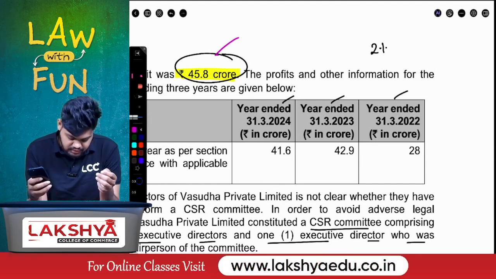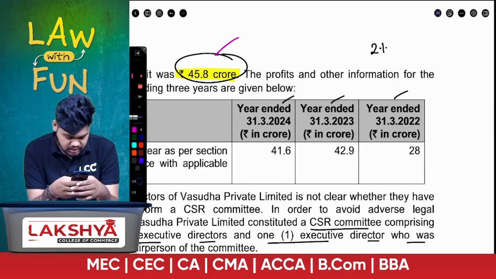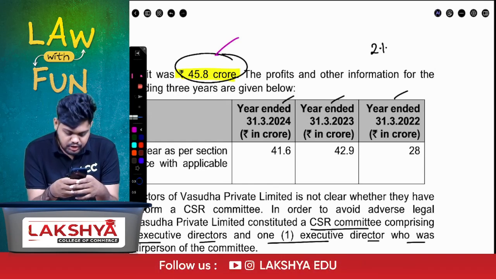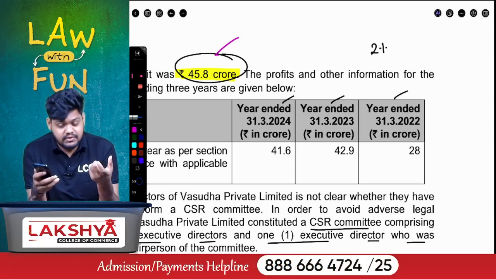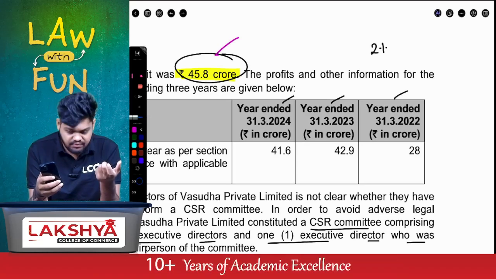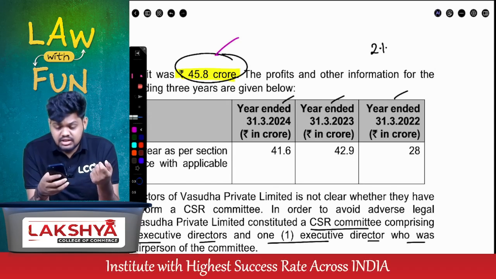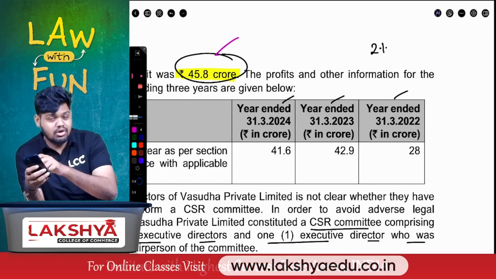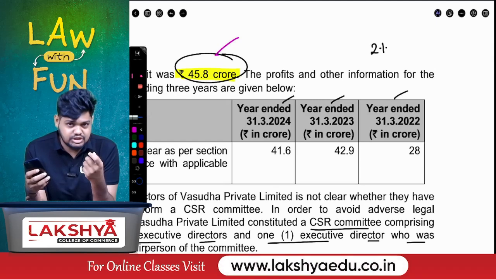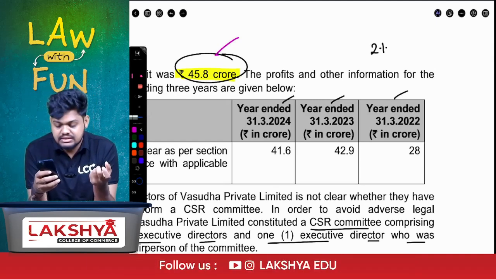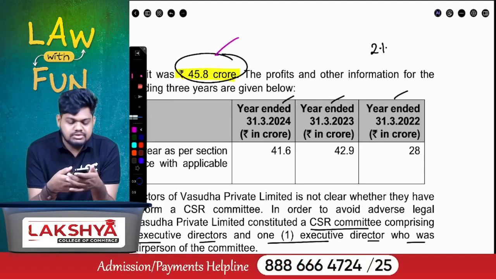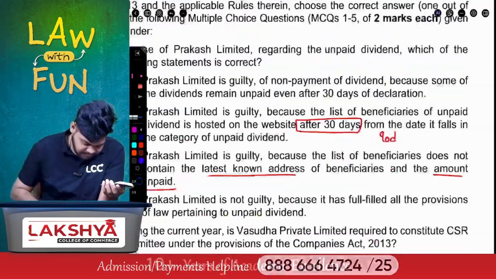What's the average of the last preceding 3 financial years here? 41.6 plus 42.9 plus 28. We have a total profit in the last 3 years as 112.5, divided by 3 on average. 37.5 is the average net profit in the immediately preceding 3 financial years. Out of this average, we have to contribute a minimum of at least 2%. So that comes up to be 0.75 crores.